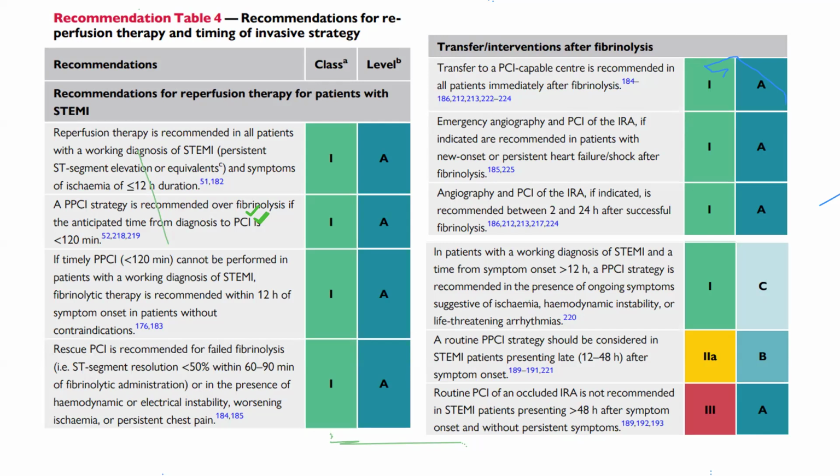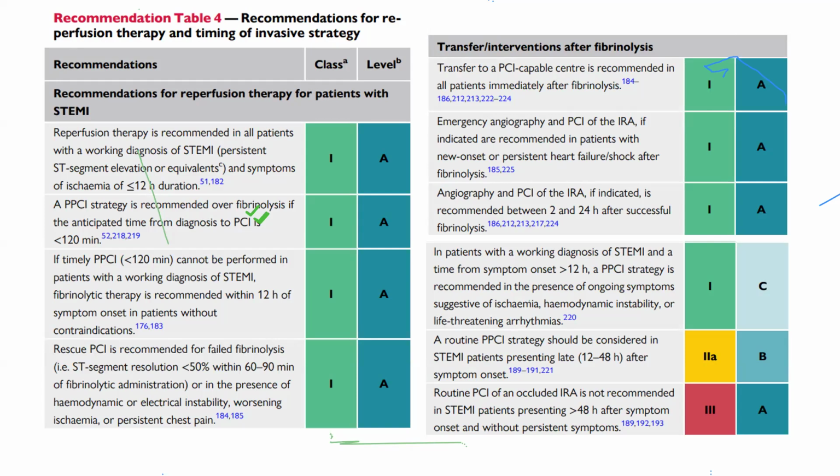If timely primary PCI cannot be performed in patients with a working diagnosis of STEMI, fibrinolytic therapy is recommended within 12 hours of onset. So this is where you can't do the PCI in your center, and the facility that can do PCI is more than 120 minutes away. So you offer fibrinolysis if not contraindicated, especially with benefit within 12 hours from onset. After 12 hours, the benefit of fibrinolysis is in question and it's not recommended.